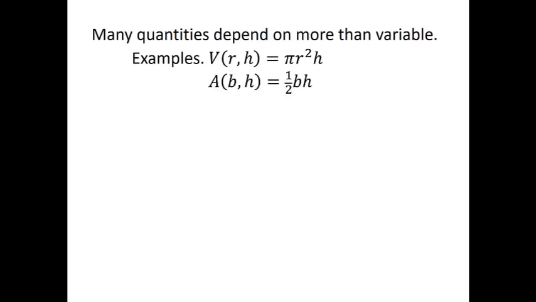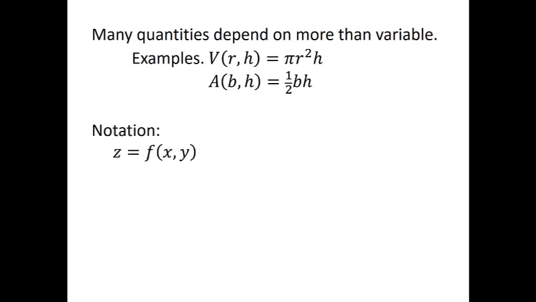Now, many quantities depend on more than one variable. For example, if we want to compute the volume of a cylinder, that volume depends both on the radius of the base of the cylinder as well as the height of the cylinder. To compute the area of a triangle, we need to know the lengths of both the base and the height.